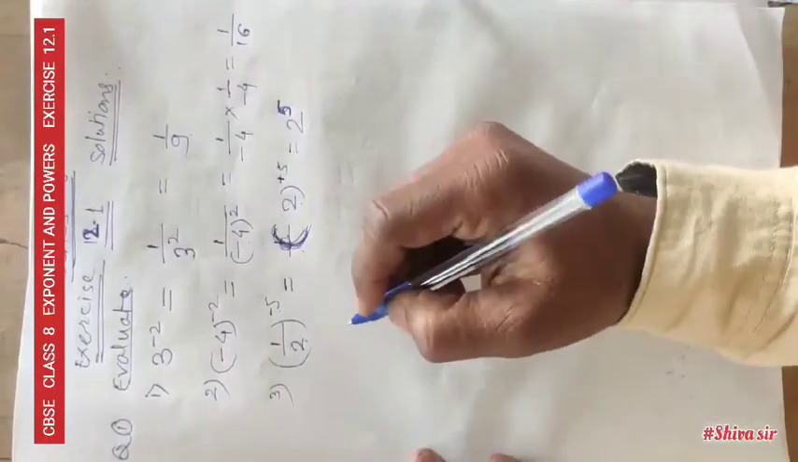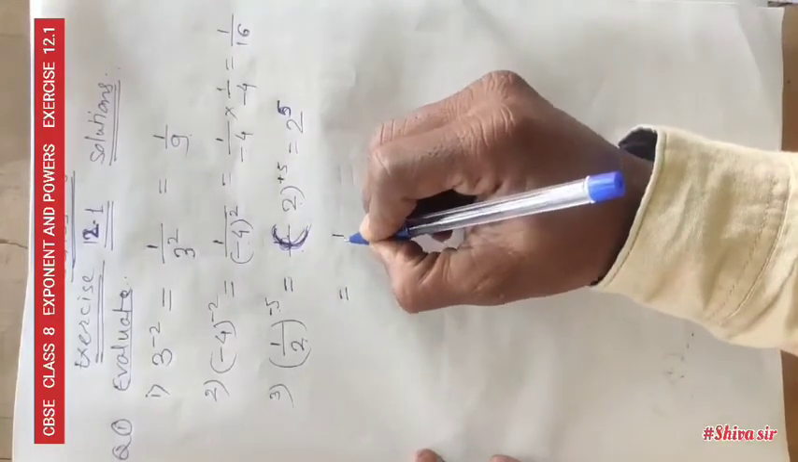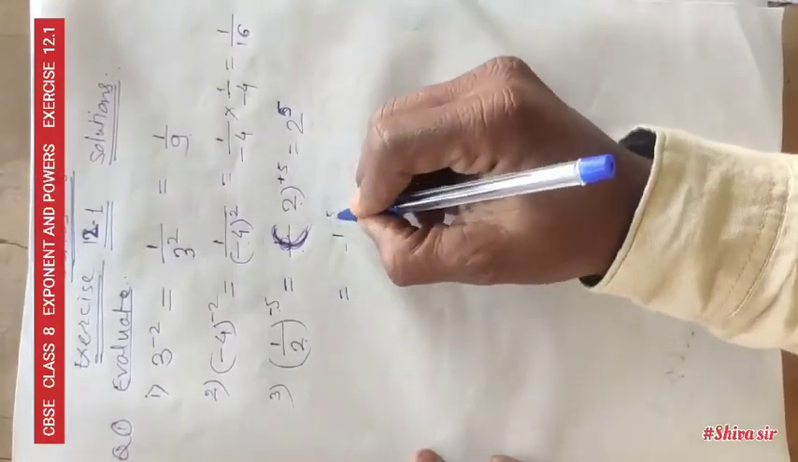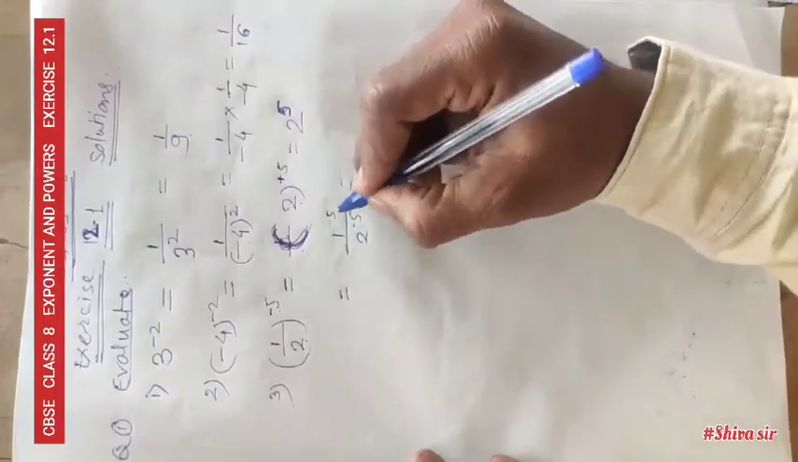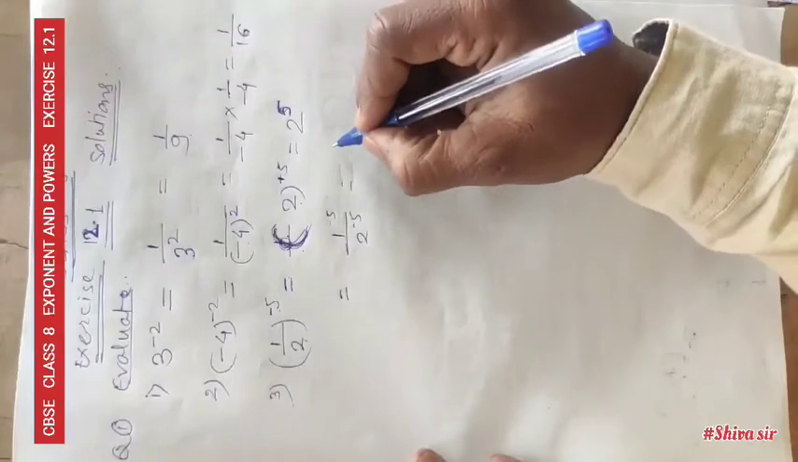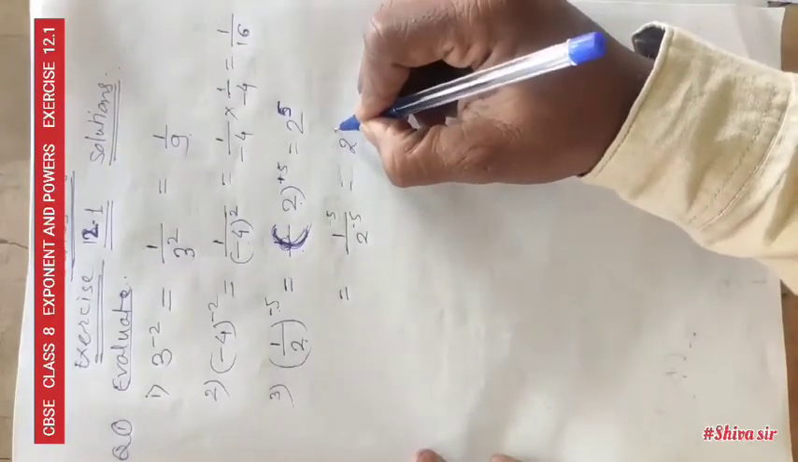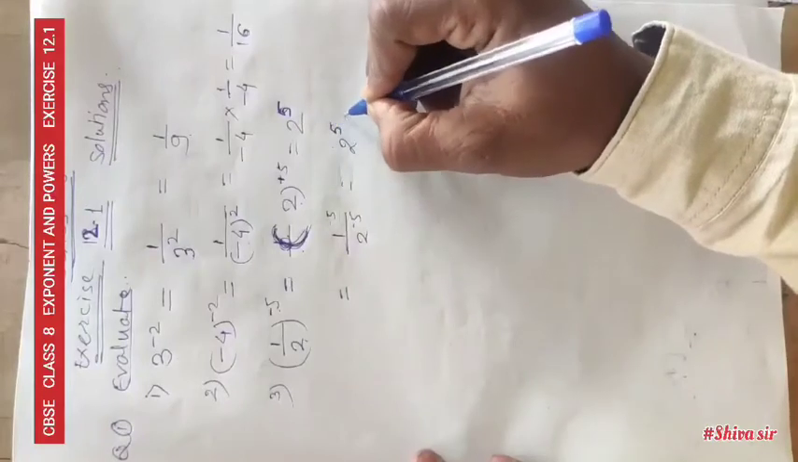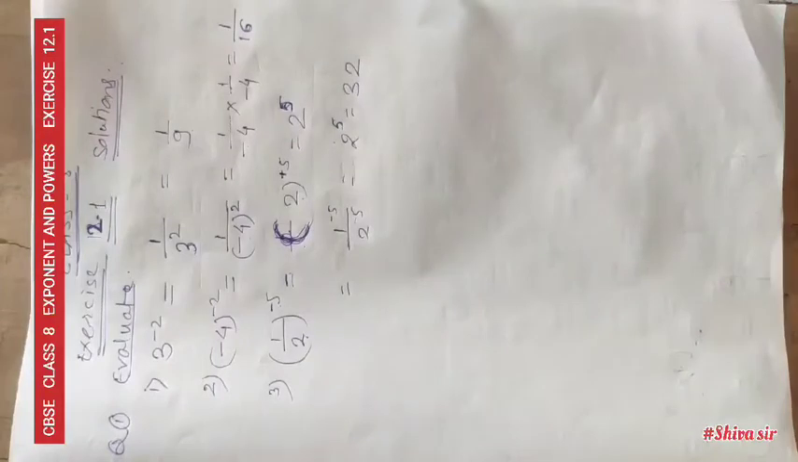How is it possible? Just concentrate here. 1 raised to the power minus 5 is simply 1, and 2 raised to the power minus 5 means 2 raised to the power plus 5, and 2 raised to the power 5 is equal to 32. It's the answer.